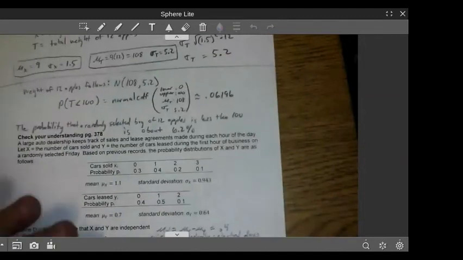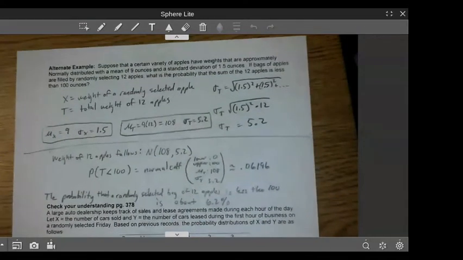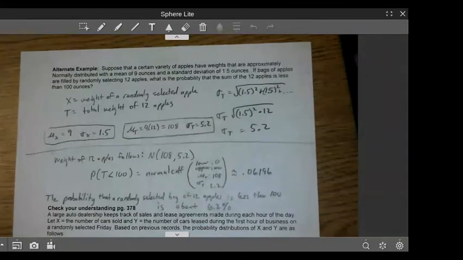All right, one more page here for 6.2. Here we go. This one is a common problem, and I can also already warn you this one is on the tests. Suppose that a certain variety of apple weights are approximately normally distributed with a mean of 9 ounces and a standard deviation of 1.5. Bags of apples are filled with 12 apples. What is the probability that the sum of the 12 apples is less than 100?